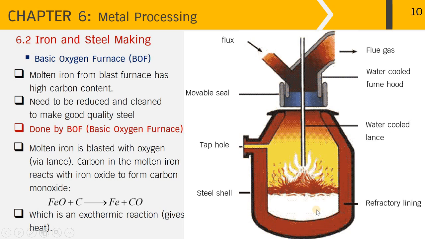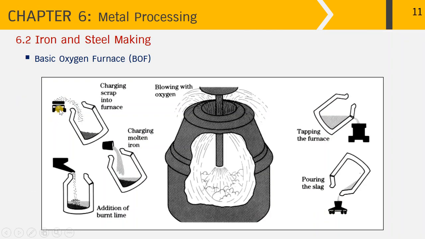The carbon in the molten metal reacts with iron oxide to form carbon monoxide, as you can see from this equation. And this reaction is an exothermic reaction that gives off heat. The process starts with charging the scrap into the furnace like this, with the addition of burnt lime, and then charged with molten iron. When it's ready, the oxygen is blown inside. Once the carbon content in the steel is reduced, the molten steel is tapped out of the furnace. Finally, the remaining slag is poured out.